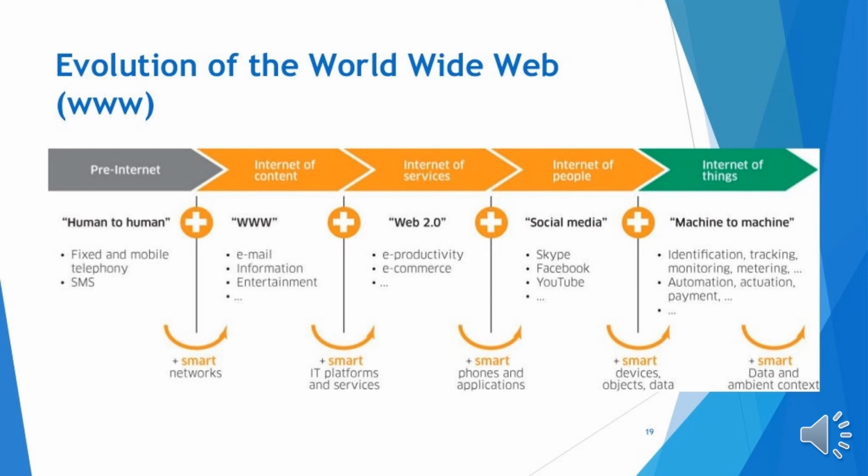And then machine to machine, in the sense of identifying, tracking, monitoring, metering, acquisition, payment, all those things will be taken under machine to machine. So these four uses can be classified as internet of content, internet of services, internet of people, and then internet of things. All these things together form the evolution of the World Wide Web. Between internet of content and internet of services, we can call it smart IT platforms and services, whereas internet of services and internet of people can be called smartphones and applications. Similarly, internet of people and internet of things can be called smart devices, objects, and data. Finally, machine to machine is called smart plus data and context ambient.